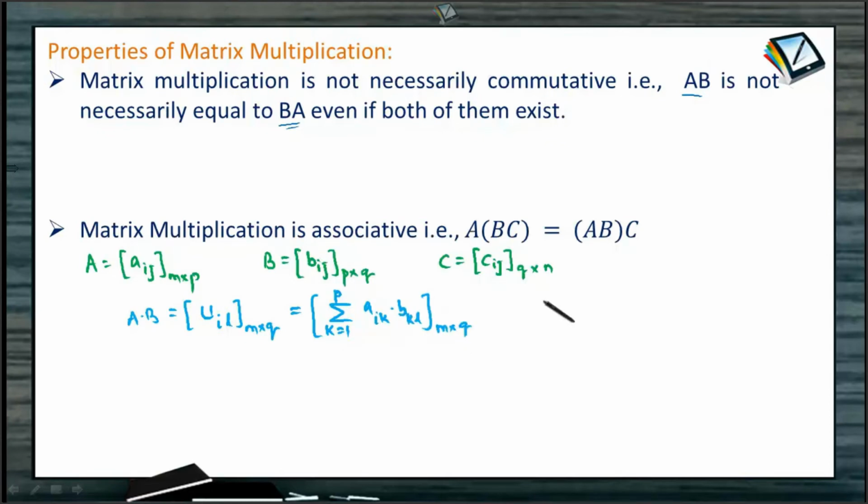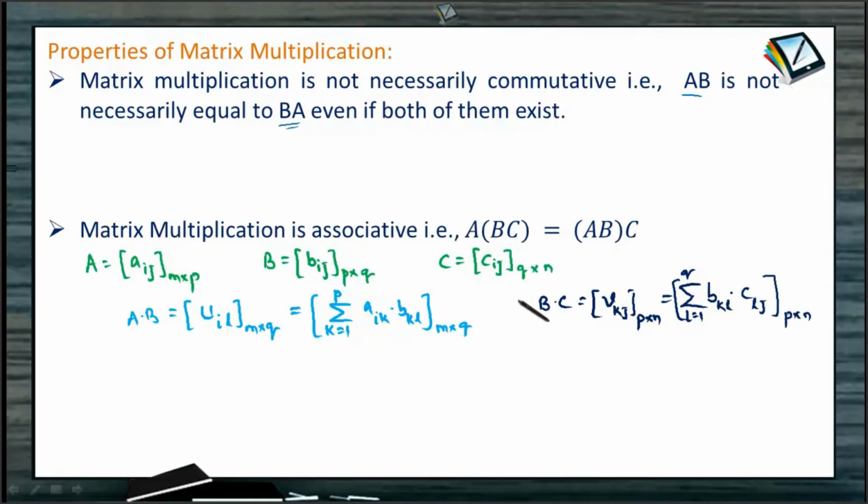And how will the product B into C be? Yes, this will be a product with elements of the form Vkj. And what will be the order of B into C? Yes, as Q, the columns of B, is equal to the rows of C, the final product would be of order P by N. And how do we express this as a sum? This would be entries of B into C, of the form sigma L runs from 1 to Q, Bkl into Clj, right? Of order P by N.